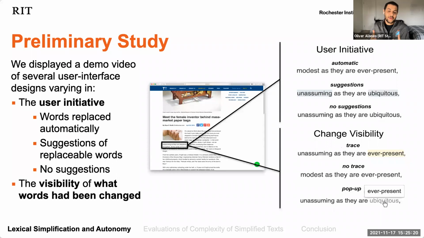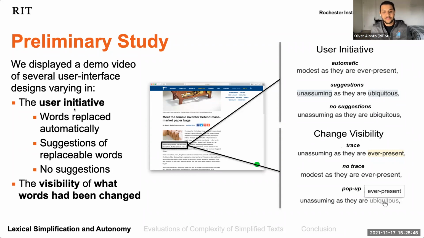And so there were various possible factors for each of these variables. And so exploring all of the possible combinations would have been too many options for an experimental study. So we began with a preliminary study to narrow down these options. And in this preliminary study, we displayed a video demonstration of several user interface designs that varied in these two variables of user initiative or the visibility of what words had been changed.